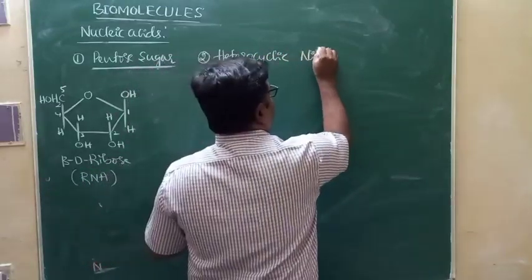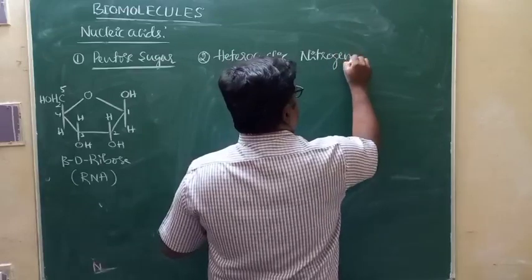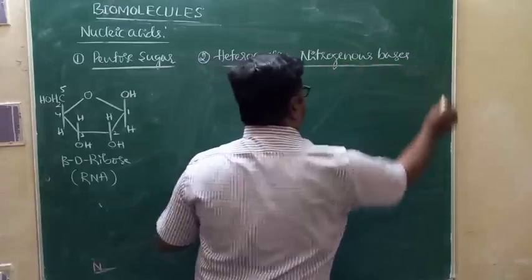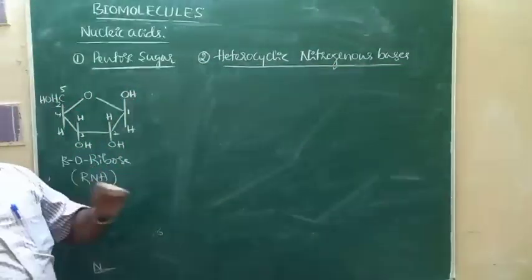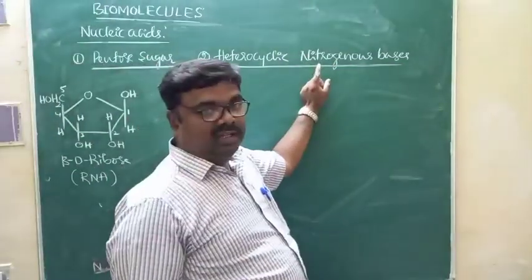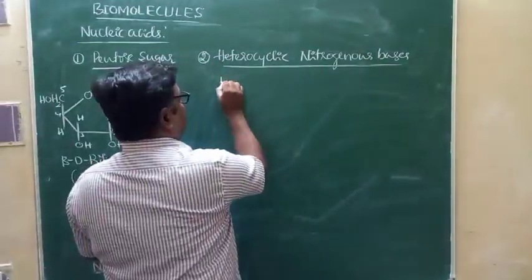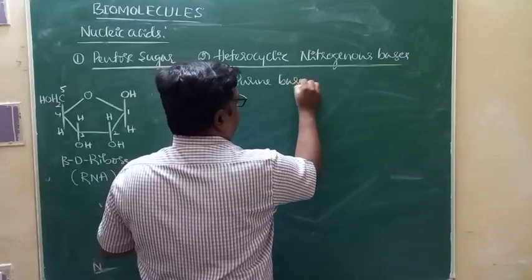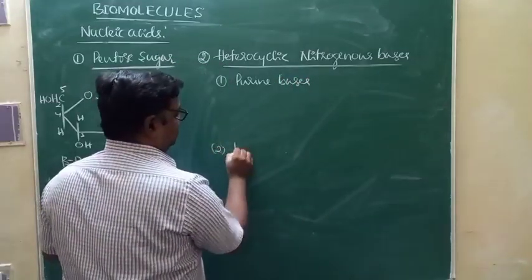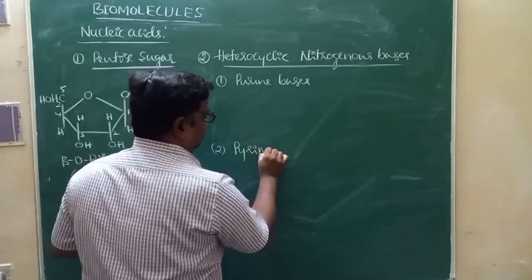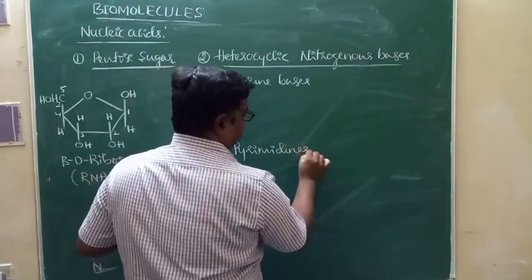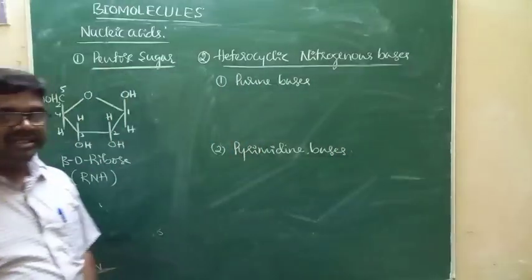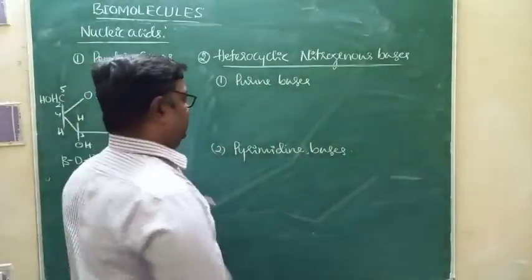heterocyclic nitrogenous bases. There are two types of heterocyclic nitrogenous bases involved in the formation of nucleic acids. One will be purine bases, and the second will be pyrimidine bases. There are two types of nitrogenous bases present in nucleic acids: purine bases and pyrimidine bases.